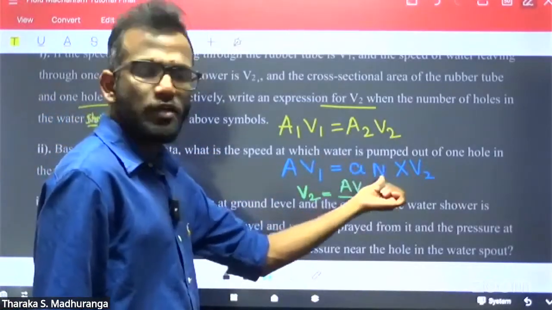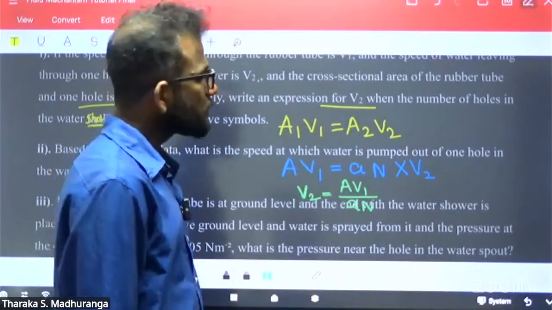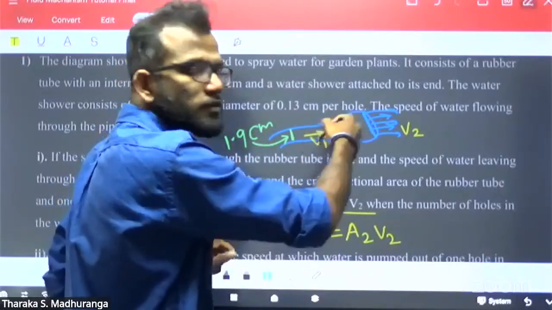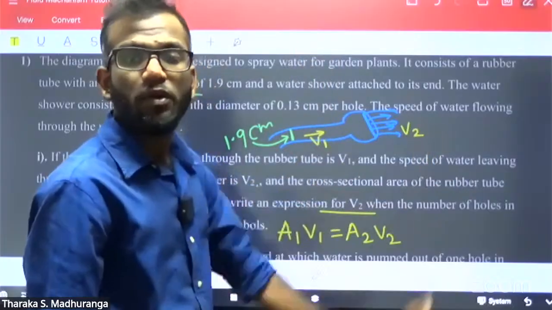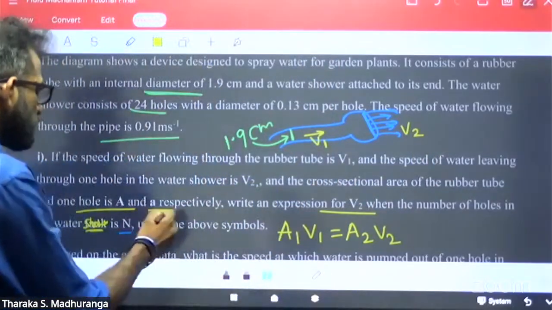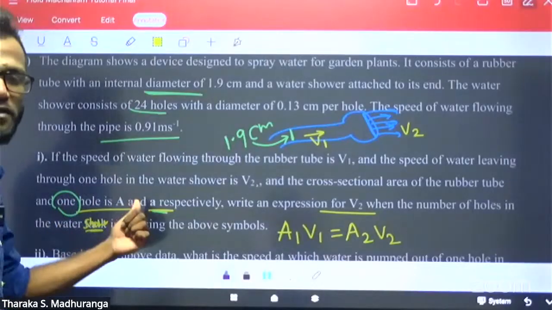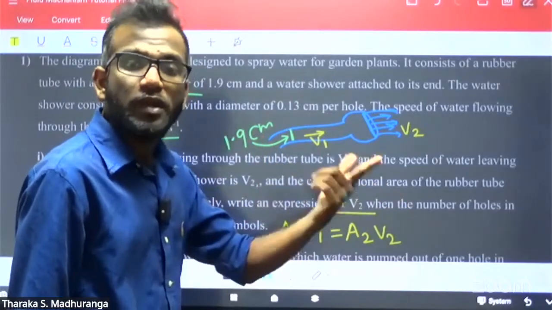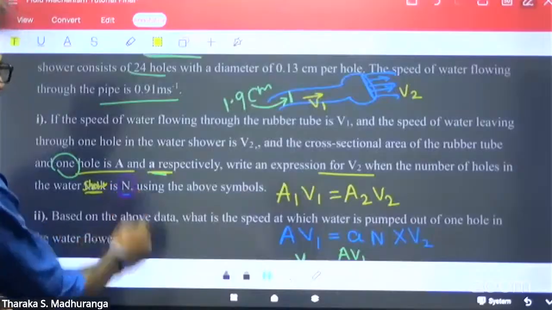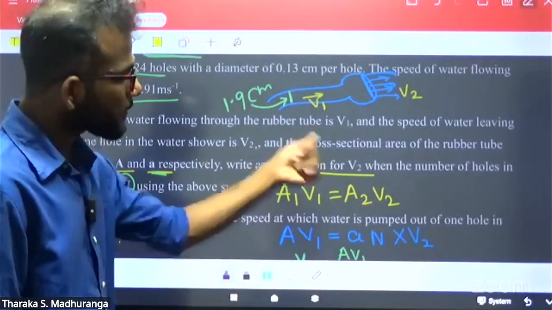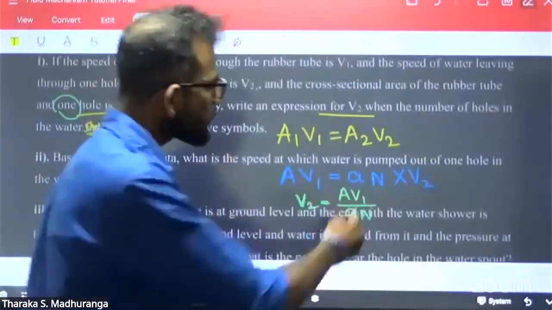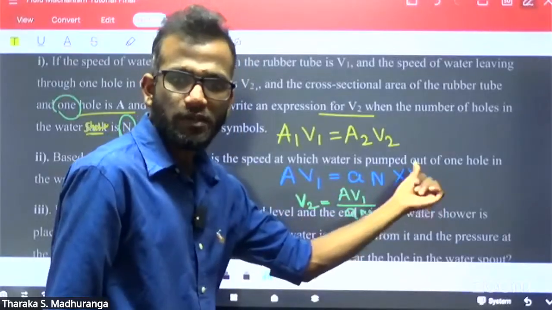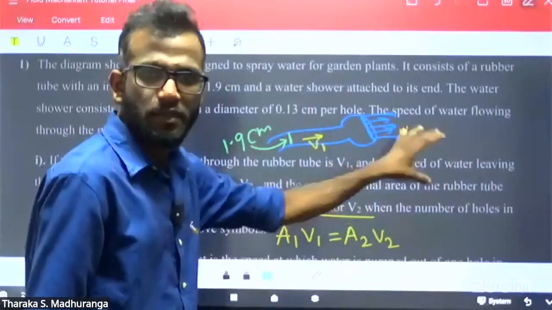How do you get A into N? What is the reason? The amount of water flowing through this tube is finally released from all the holes. The simple A is the one hole surface area. Then you have to multiply one hole surface area by the number of holes, N. This is the total surface area of all holes in the shower. Then this is multiplied by V2. V2 is the leaving out velocity.